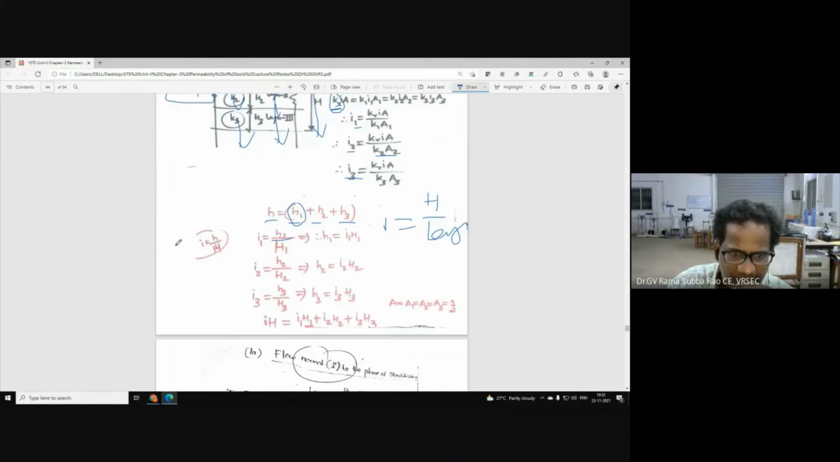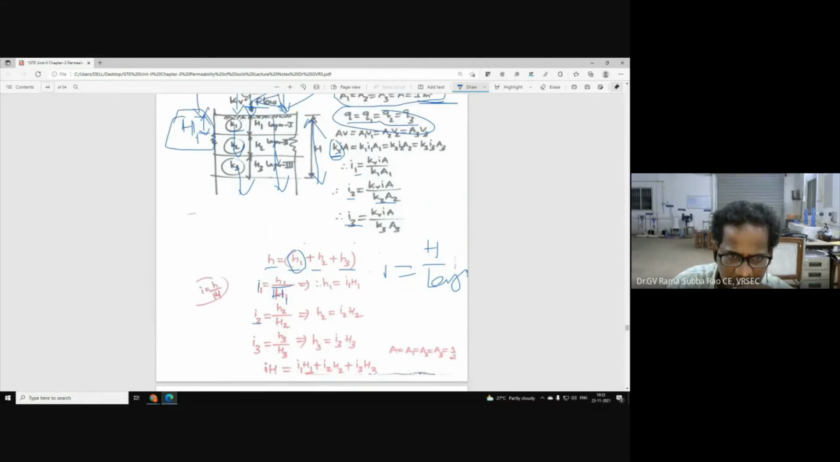Now I can write i1 is equal to small h1, that is head, by length. Length is the thickness of the respective layer, H1. Similarly, we can calculate for i2, h2 by capital H2. In fact, this is the length of the flow, which is equal to the thickness of the layer, because now the flow is in vertical direction. Now i3, h3 by H3. Now h3 is equal to i3 into H3.